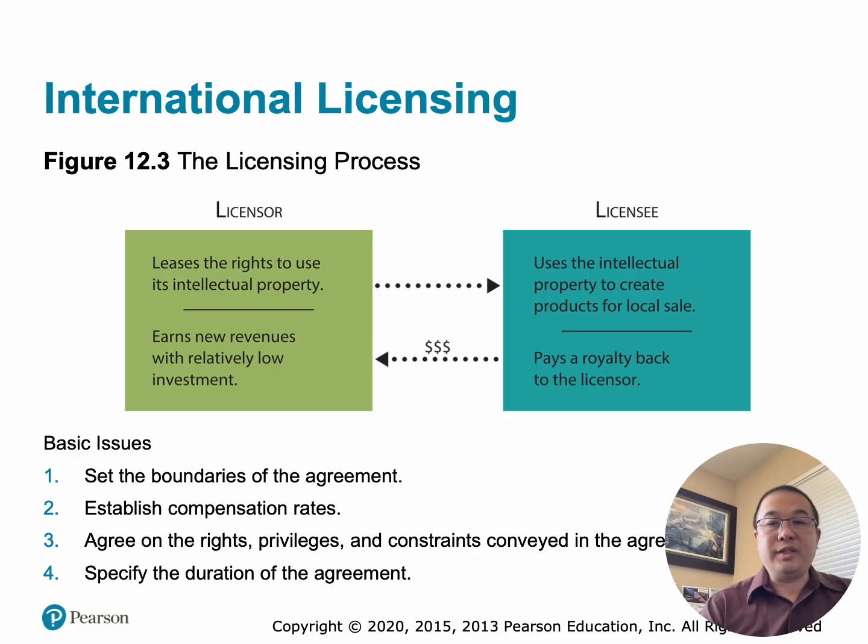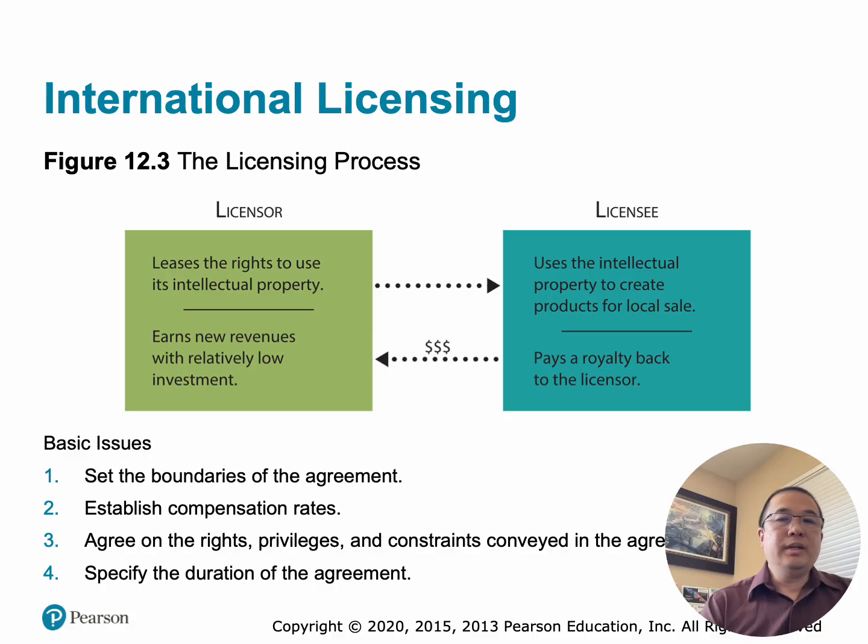Number 2, it should establish compensation. So this should determine the royalty percentage, fixed fees, minimum payments. As an example, 5% royalty on sales revenue. Number 3, it should agree on rights, privileges, and constraints. So this should define what the licensee can do, what they cannot do. So example would be high quality standards, sub-licensing restrictions, and technology sharing limitations.